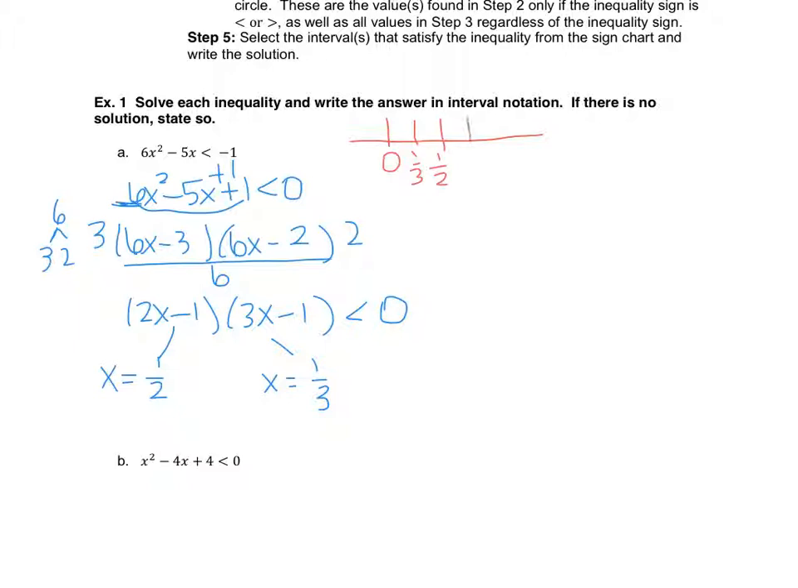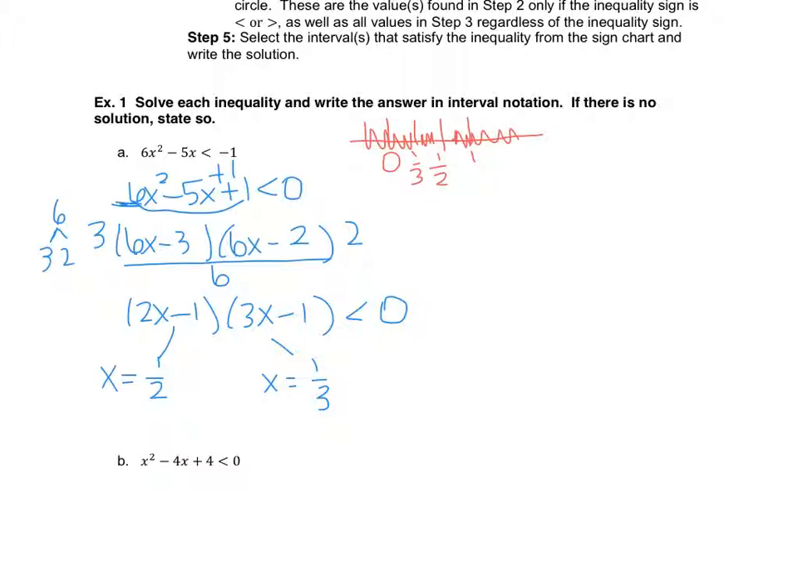And here's 1. So basically what we're trying to do is find test intervals. Take your zeros. I've got to find a test point somewhere below 1/3, somewhere in between 1/3 and 1/2, and then somewhere above 1/2.